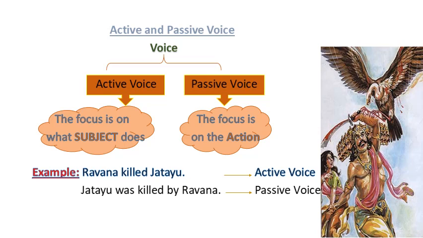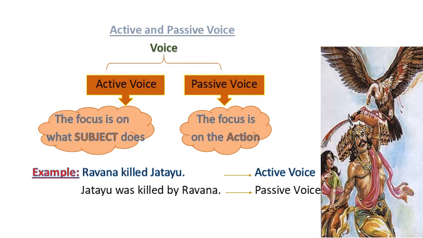Ravan killed Jatayu. Here the focus is on what subject does. And what subject does? Killed Jatayu. So it is in active voice. Jatayu was killed by Ravan. See, the focus is on the action. What is the action? Jatayu was killed by Ravan.